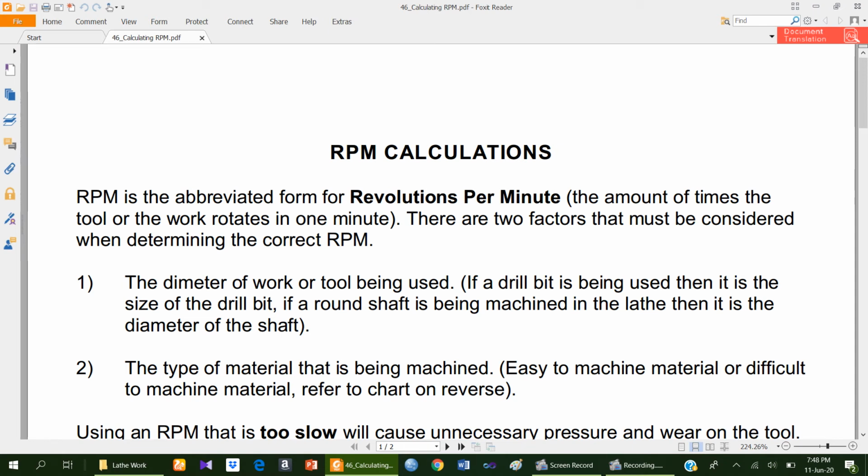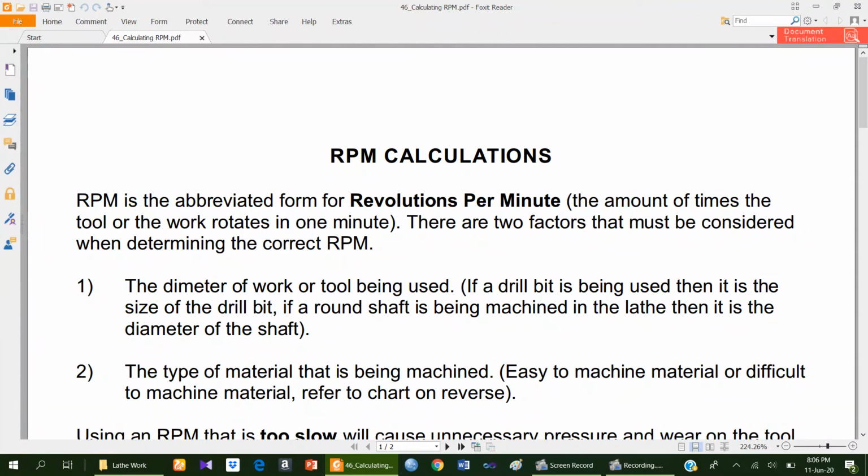There are two factors that must be considered when determining the correct RPM. The first one is the diameter of the workpiece or the tool being used. For example, if a drill bit is used, then it will be the size of the drill bit. On the other hand, if a round shaft is being machined, then it will be the diameter of the shaft. The second factor is the type of material that is being machined, whether it is easy to machine or difficult to machine. The reference chart is attached.